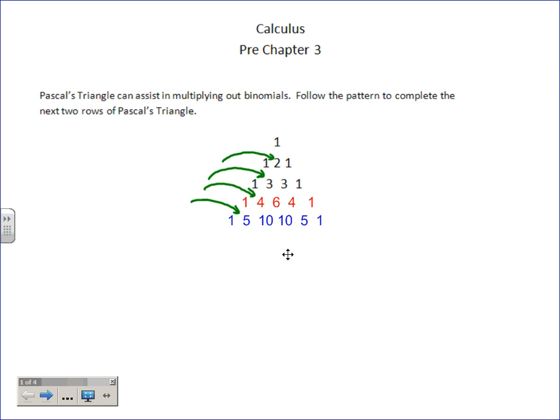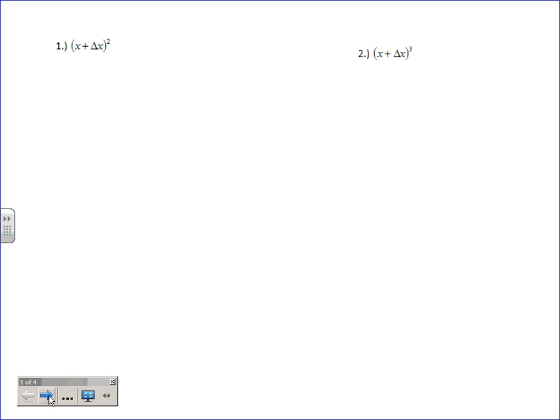So what's the first one I gave you? x plus delta x squared, right? Well, this isn't a hard one. Let's just figure this one out kind of the old way. All right, let's just figure it out the old way first. So maybe just watch that, and then I'll show you how possibly once you get used to Pascal's triangle, it can speed things up.